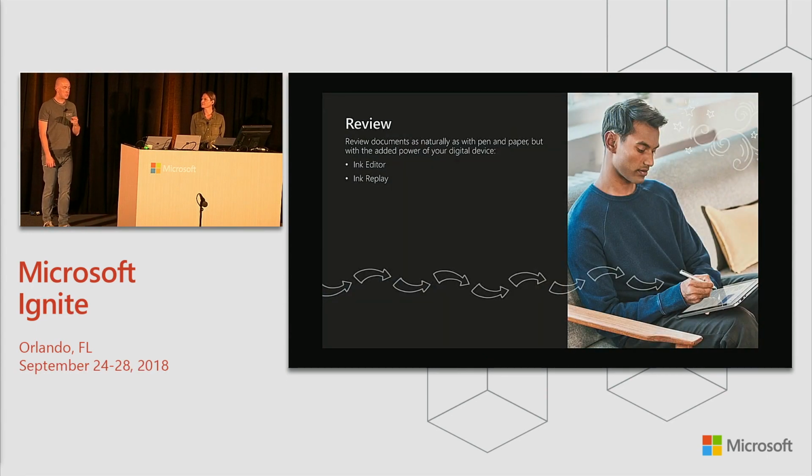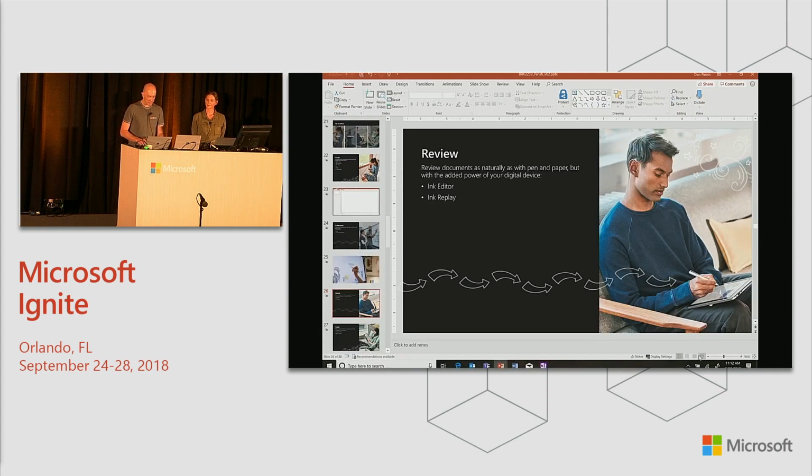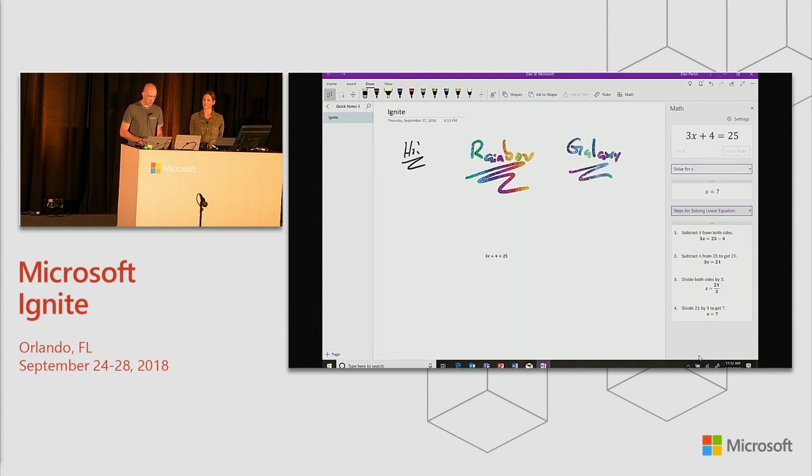The next thing I wanted to talk about was the review scenario. And this is where we start to get into some of the more intelligent capabilities. So there's two things I'm going to show here. The first one, just really quickly, is Ink Replay. Ink Replay enables you to actually just, as I said, replay the ink. This is available in all of the different apps.